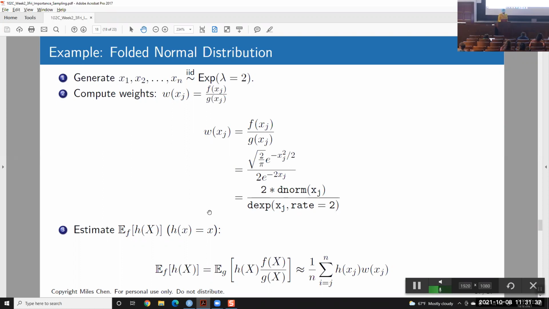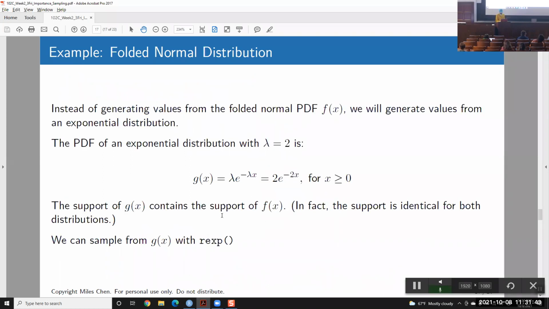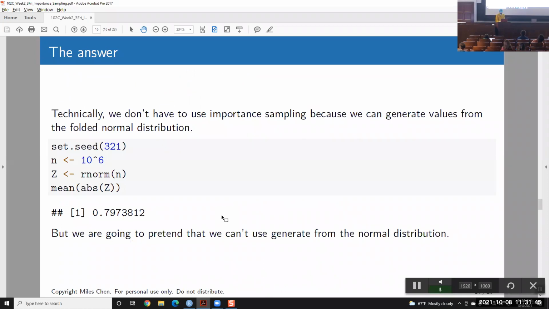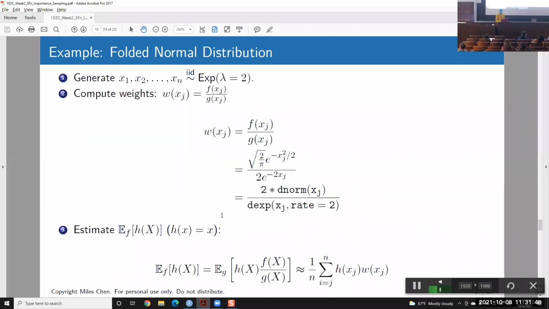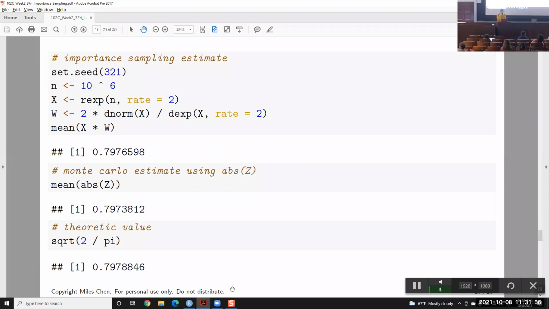Whatever these weights are, I'm going to multiply them by h. So we're going to take my function. We just want to find the mean, so here the value is just going to be x. We want to know what's the expected value of x if we get this, all right? So here we go. 1 million values.